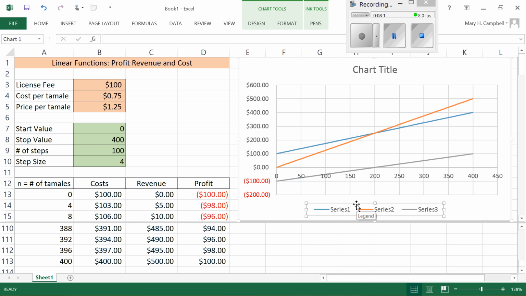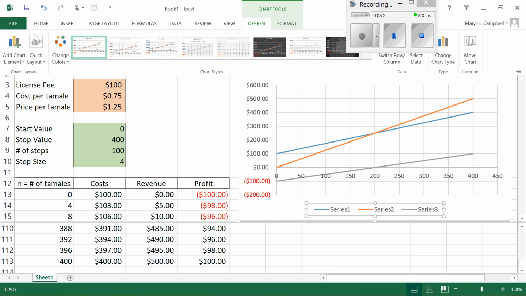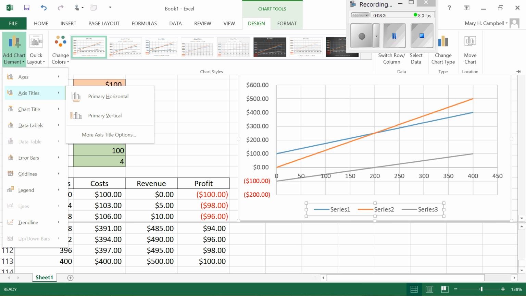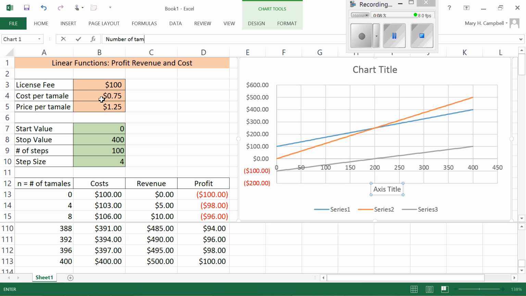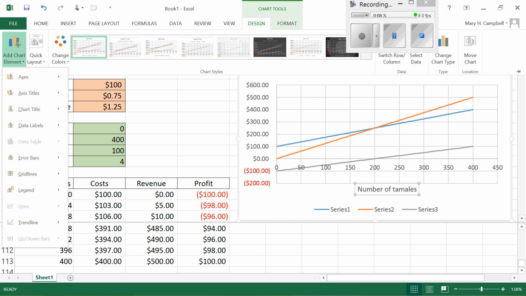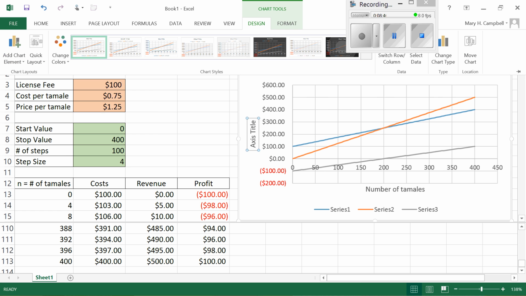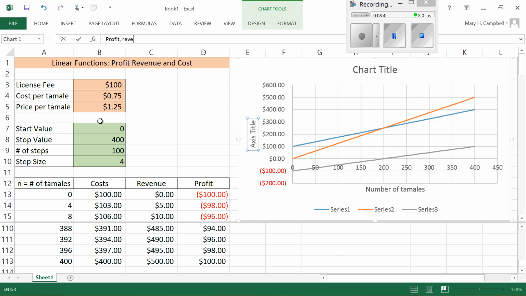Okay, so once we've got the graph up here, we can get a little more detail in it. Let's see, add the chart element, axis titles, horizontal, that's the number of tamales. Axis title, vertical. I've got three different things. These are all dollar amounts, so this is my profit, my revenue, and my cost. They're all being shown on the vertical axis. And I can change my chart title.